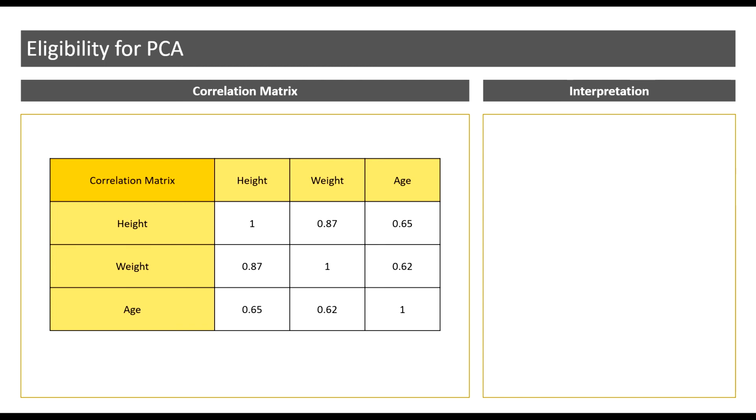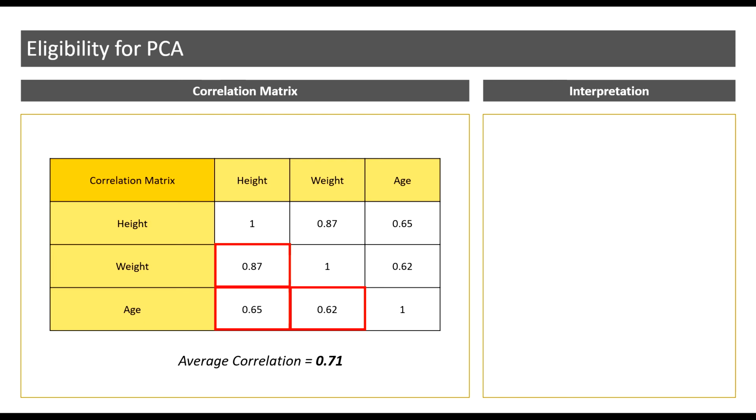It is important for you to note that only if the variables are interrelated or linearly correlated are they eligible for PCA. So the way to understand whether variables are interrelated or not is by looking at the correlation, as some of you might have already guessed by now. So here on the left, I have a correlation matrix. Here, you can observe that the variables height, weight, and age are highly correlated amongst one another. The average correlation amongst these variables is roughly 0.7.